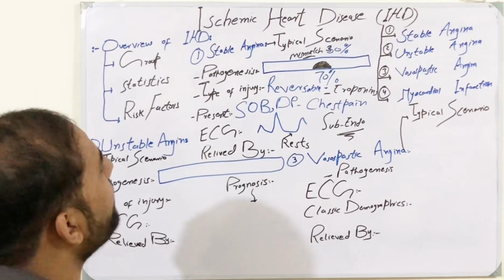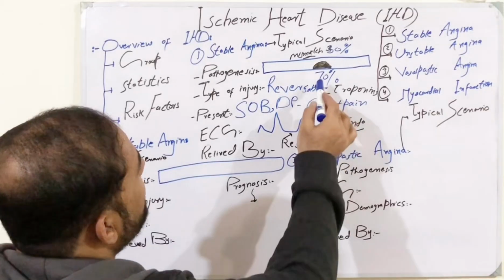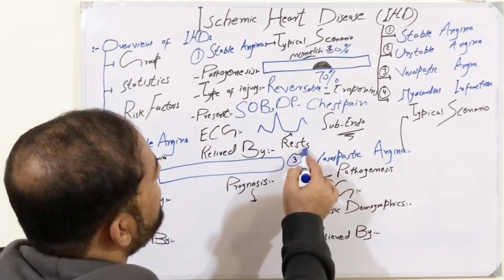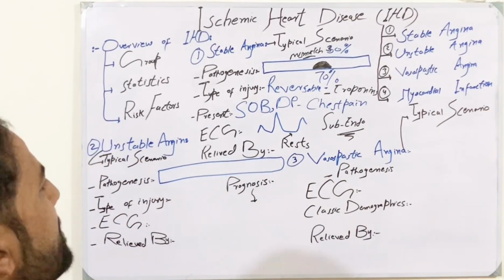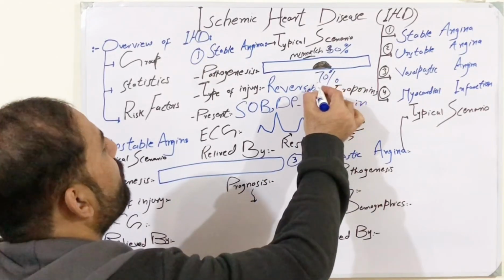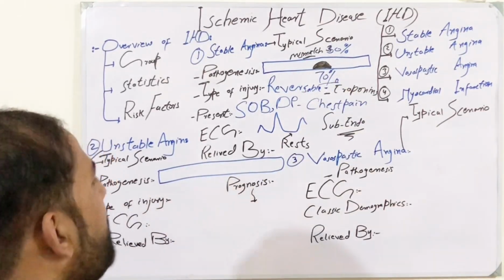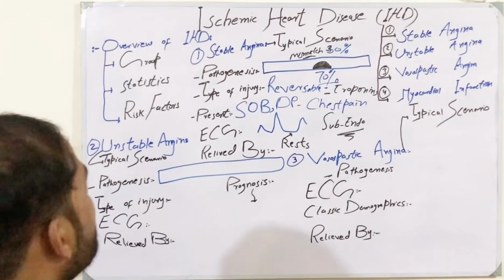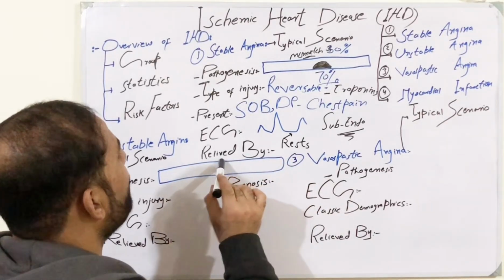As you saw, whenever the patient rested, the symptoms subsided. This was just because of its pathogenesis, that it was involving 70% of blood vessels. Now as the patient rests, the chest pain will be relieved.